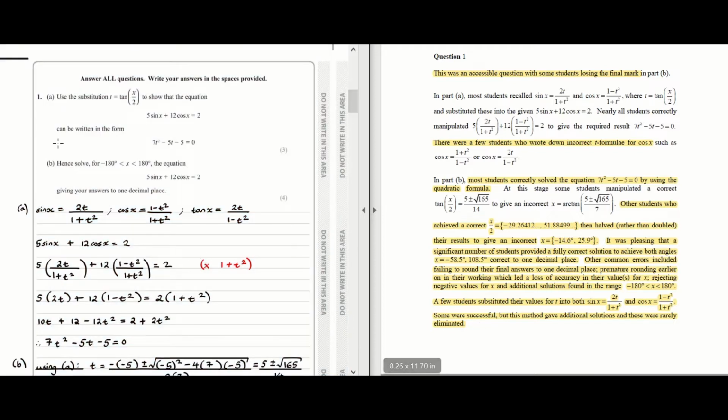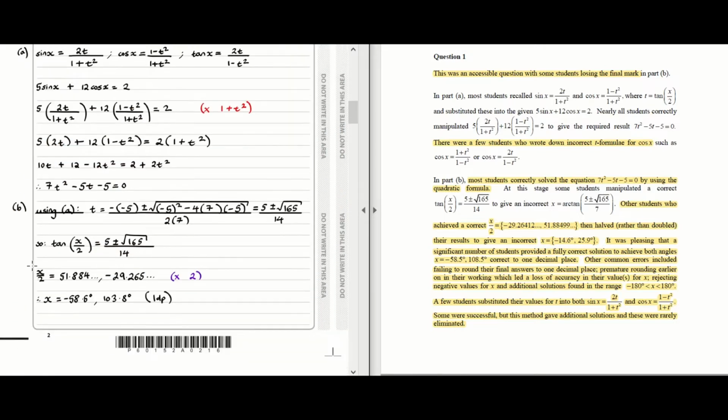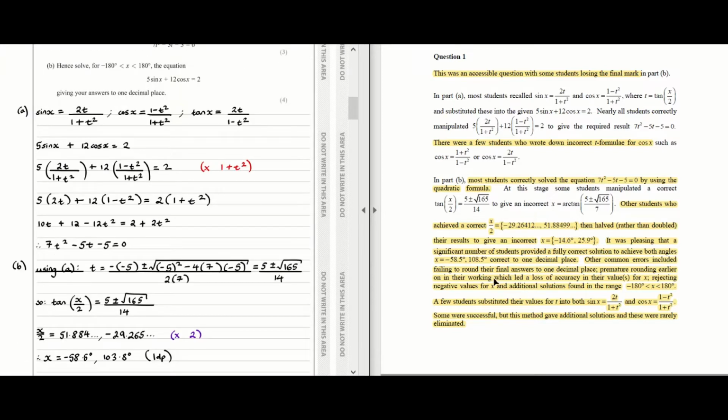For part B of the question, where we had to solve this equation in this range, a lot of people solved the equation correctly by using part A to find a value of t. Now, once students got to this stage over here, there were some errors where students halved the values instead of multiplying by 2. There were also errors involving rounding to one decimal place as stated in the question. A couple of students found the value of t, as we have over here, and then substituted back into the formulas for sine and cosine to find out the values of x.